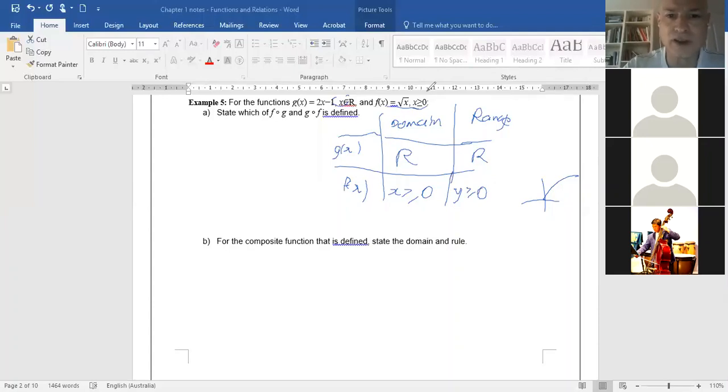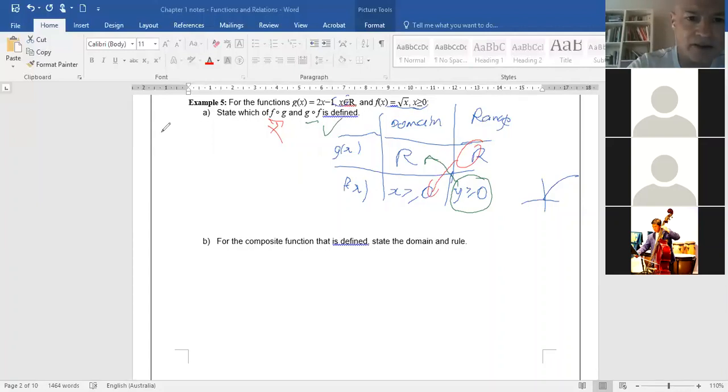So when I look at fog, I'm looking at the range of g. The range of g has to be a subset of the domain of f. Well, the range of g is reals and the domain of f is reals positive, so no, this does not exist. I'll change colour. Let's look at gof. Looking at the range of f, the range of f has to be a subset of the domain of g. Yes, it is. So gof is fine. Any questions there?